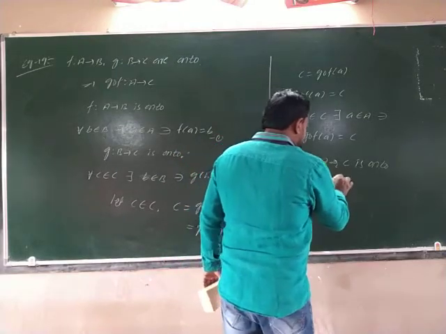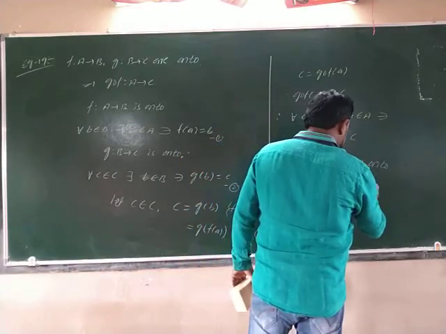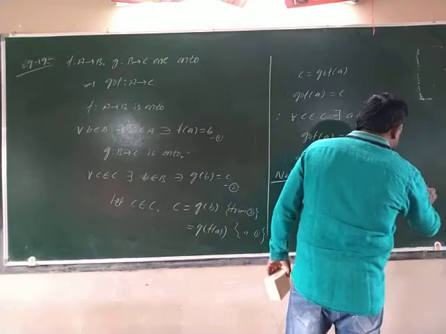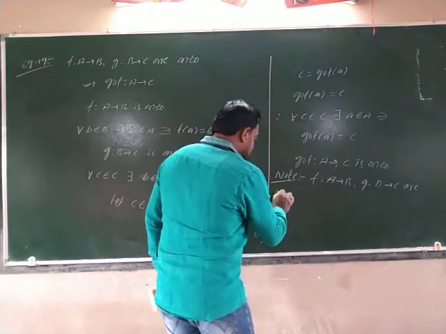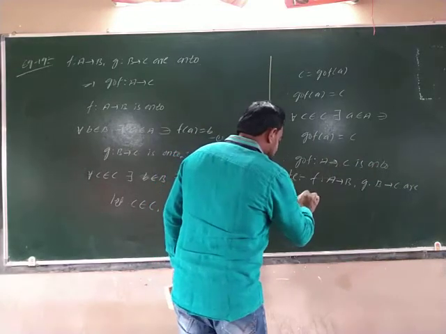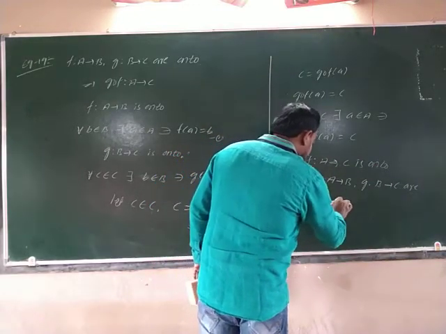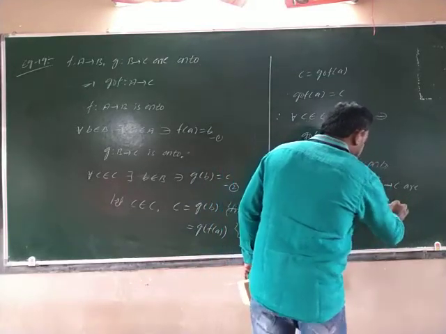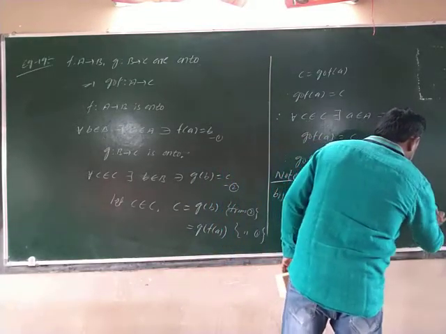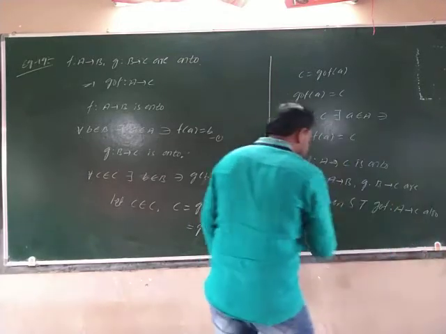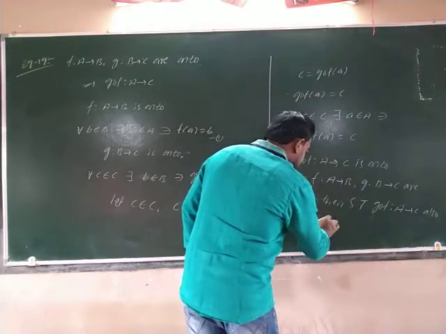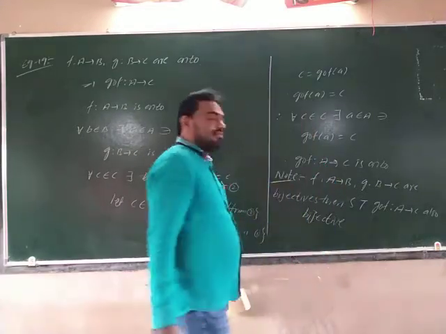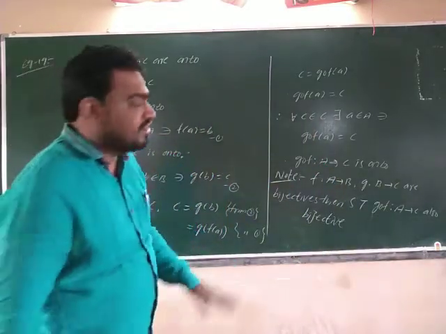If f is a mapping from A to B and g is a mapping from B to C are bijective, then show that g circle f from A to C is also bijective. This is the question. So how do you solve this?